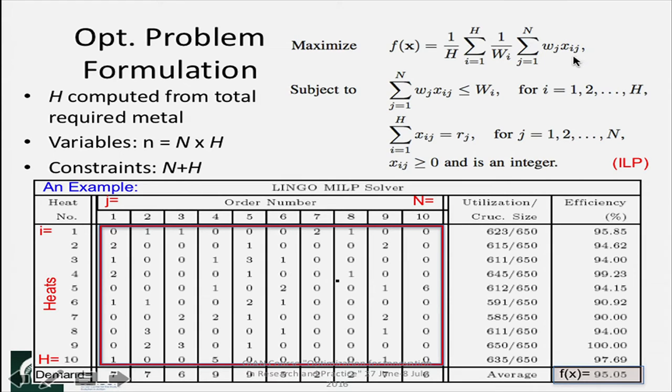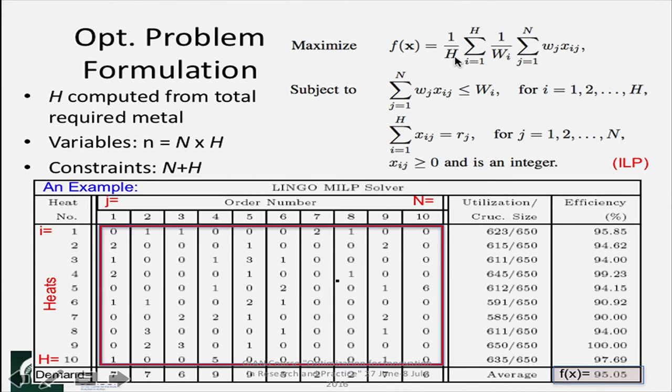x_ij are the variables here. What are the i and j indices? i is the index for heats. So the first heat is i equal to 1, second heat is i equal to 2, and so forth. There are a total of H heats, let's say. And H could go to 1,000, 2,000, something like that, or even more.